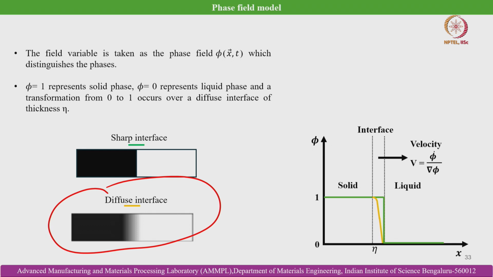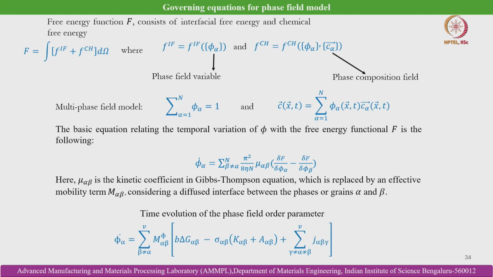So, you see that here if we plot the phase field parameter phi with respect to space, that is x, at solid it is 1, and at liquid it is 0, and it transitions from 1 to 0 when it goes through the solid-liquid interface. Okay. And what is the velocity there? It is v equal to phi dot by grad phi. Okay. So, then moving ahead with the governing equations.